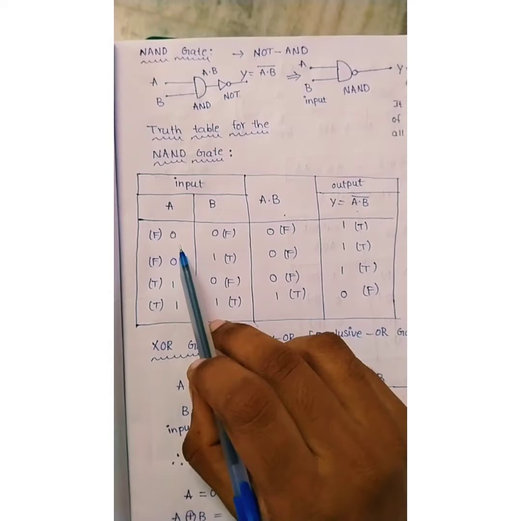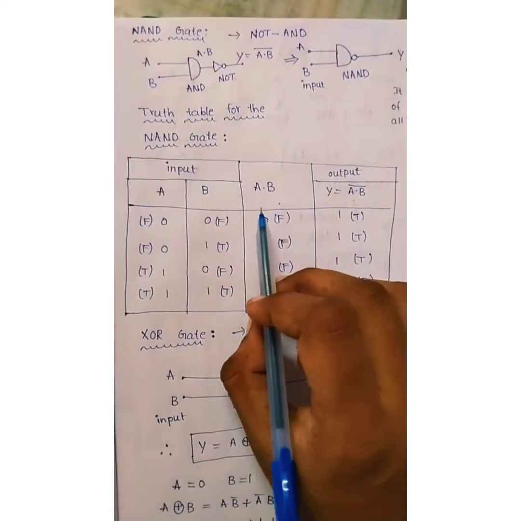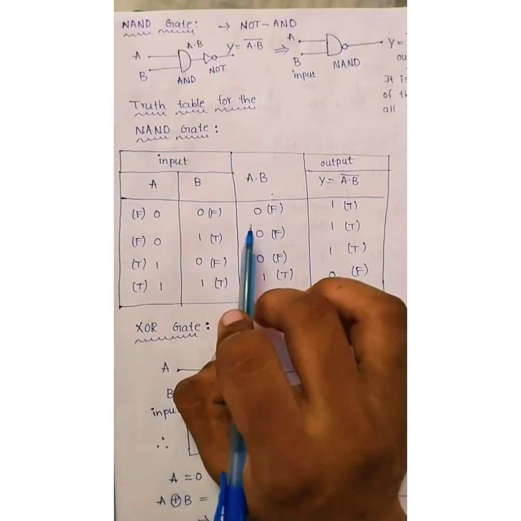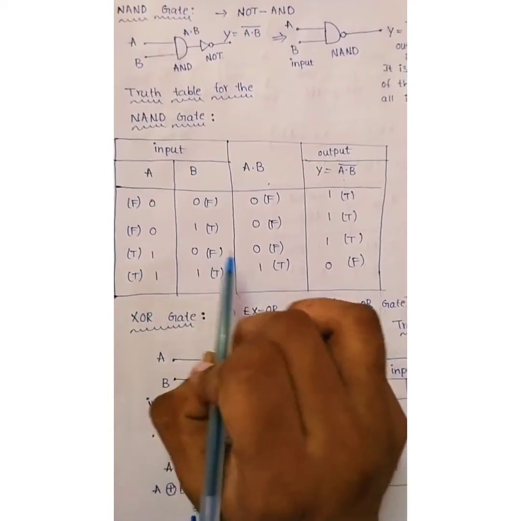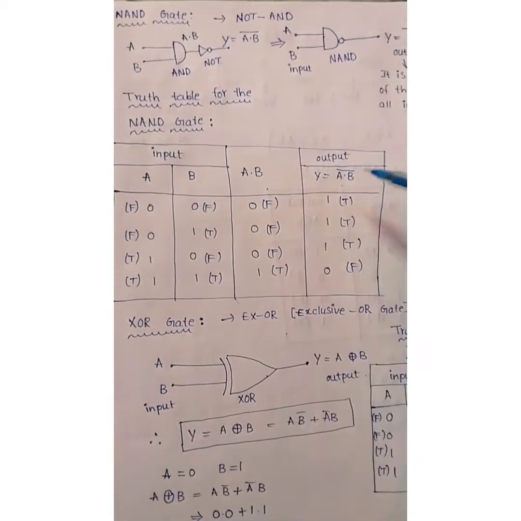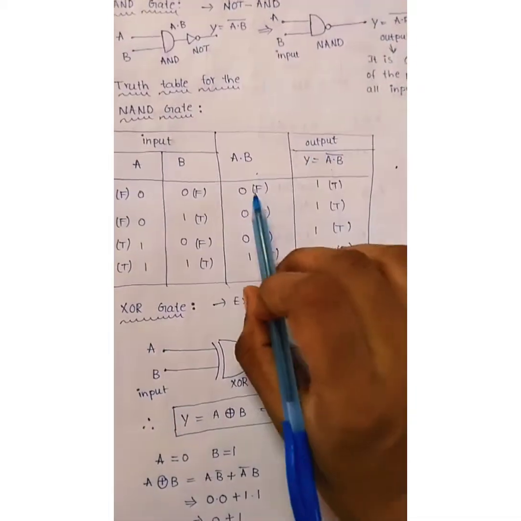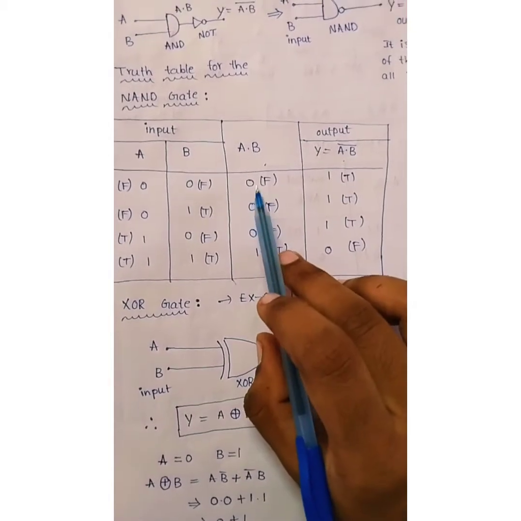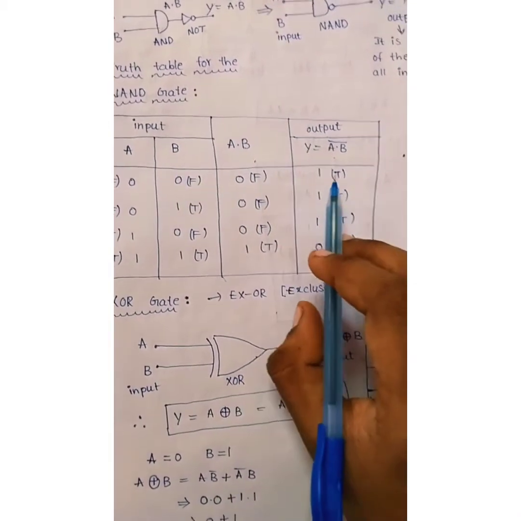So here we take the inputs 0 0, 0 1, 1 0, 1 1. We find AB, which is a multiplication: 0 into 0 is 0, 0 into 1 is 0, 1 into 0 is 0, 1 into 1 is 1. The final output is AB bar. We find AB bar based on AB. AB bar is the reverse of AB. Here AB is 0 and the output is 1.